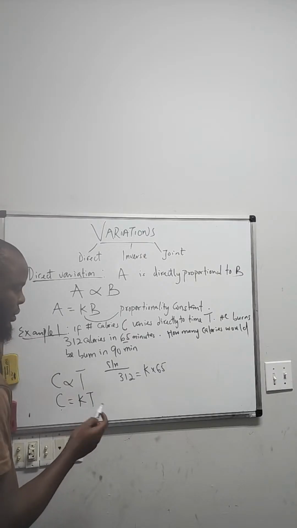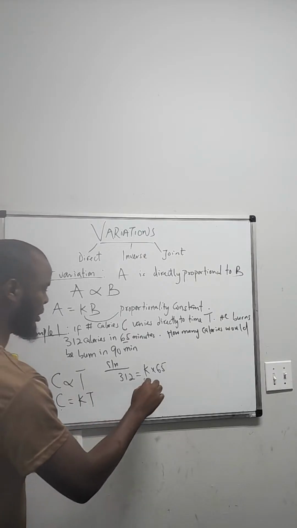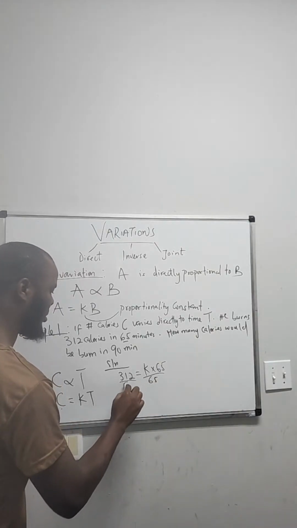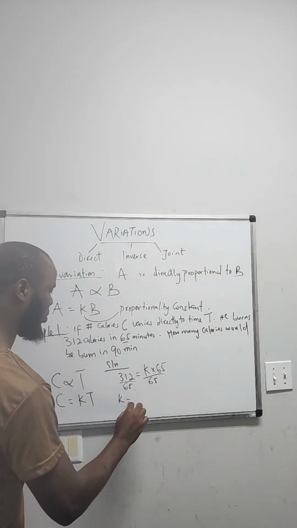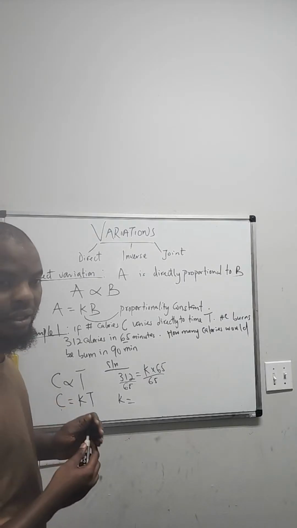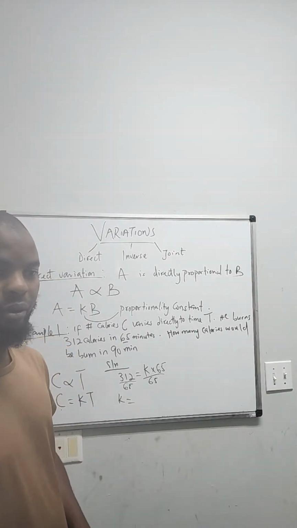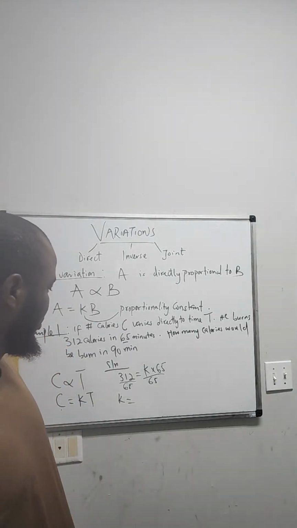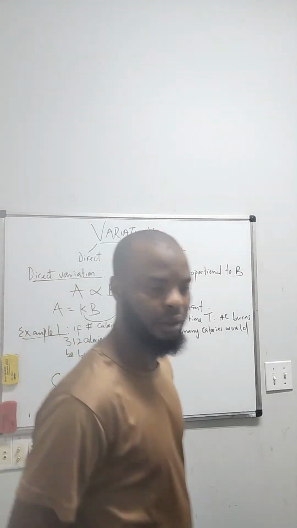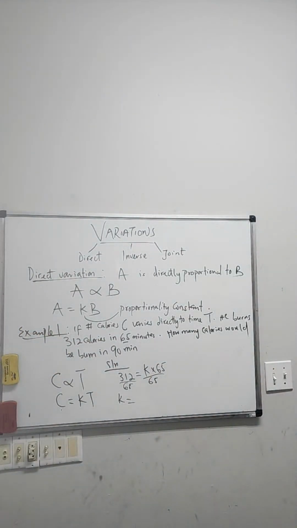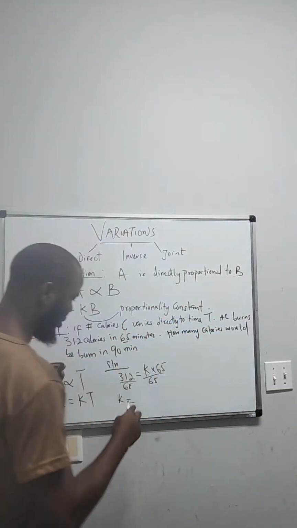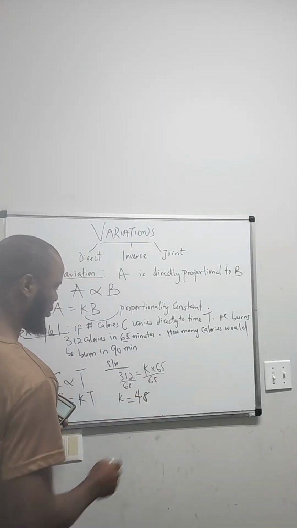So let's get K. So how do we get K? Inverse. Yeah, divide both sides by 65. So my K is going to be 312 over 65. I think I have a calculator in there. You can pick my calculator too. This is going to be like a decimal. Let me check. 4.8. 4.8, okay. So here we have 4.8. So this is the constant.